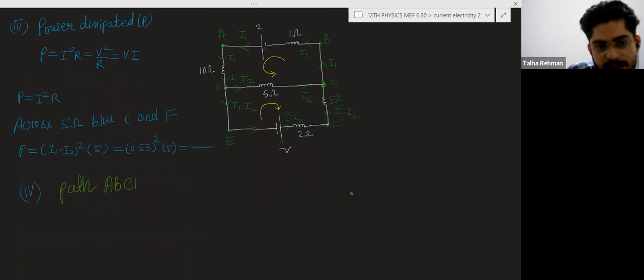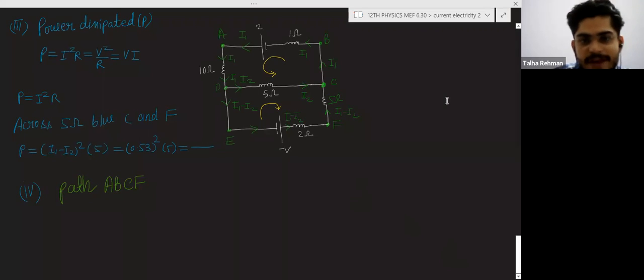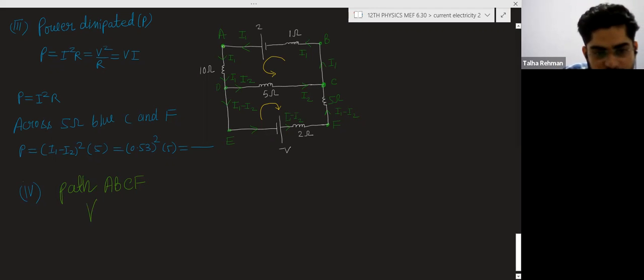A, B, C, F. Okay, when you move from A to B, you have this cell, and for this cell you are moving from higher to lower. So you will take this. First you will start from this point A. You will take the potential of this point A, VA. You will write VA.